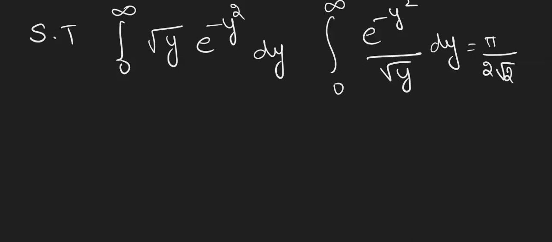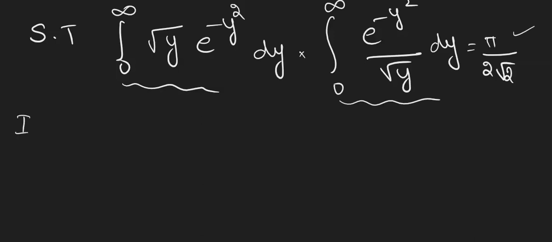In this video, let's solve this problem. Already in the previous video, I've given the definitions for the beta and gamma functions and the relationship between the beta and gamma functions. So now let's solve this problem. I have to prove that this into this is pi by 2 root 2.